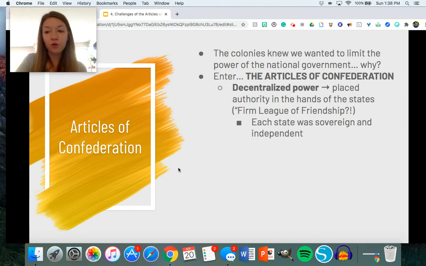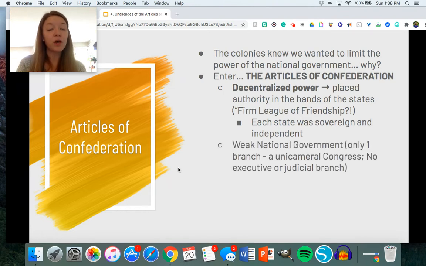Each state under the Articles was sovereign and independent, meaning they had their own government, essentially their own set of laws and way of doing things, which we'll talk about in a minute. Again, because we are decentralizing power, that's going to create a weak national government. In this particular document, there is one branch only, and that is a unicameral or one-house Congress. There is no executive branch, so there's no president. There is no judicial branch. There are no federal courts, I should say. The states were responsible for establishing those themselves, and that will lead into a particular set of issues in the long run.